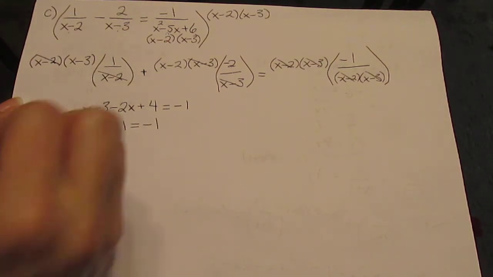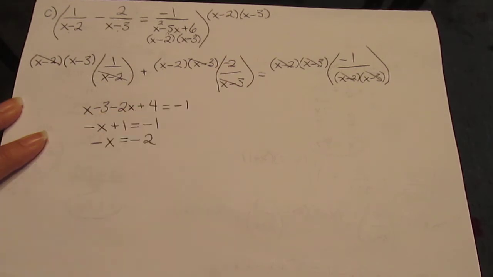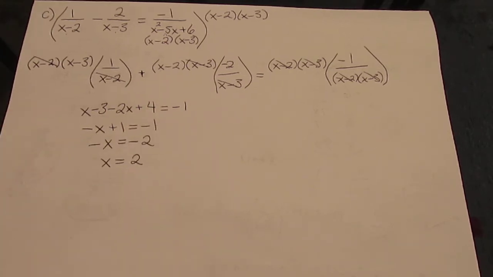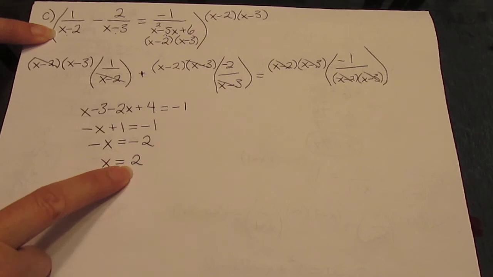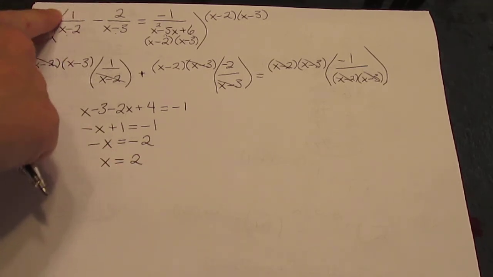I'll subtract 1. And I'll divide by -1. Okay, again, don't circle your answer right away. Check to see, does it make any of our denominators 0? Yeah, if I plug 2 in for x right here, it makes the denominator 0.